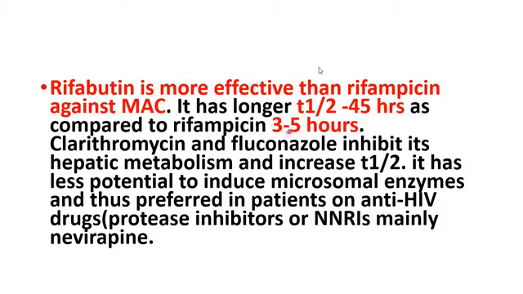And coming to rifabutin, I told you it is an analog of rifampicin, which is a derivative of rifamycin. Okay, rifabutin is more effective than rifampicin against your mycobacterium avium intracellular complex, because it has a very long half-life of around 45 hours compared to your rifampicin. Rifampicin has just 3 to 5 hours. And comparing rifabutin and rifampicin, rifabutin is more active against your MAC. Okay, remember that point.